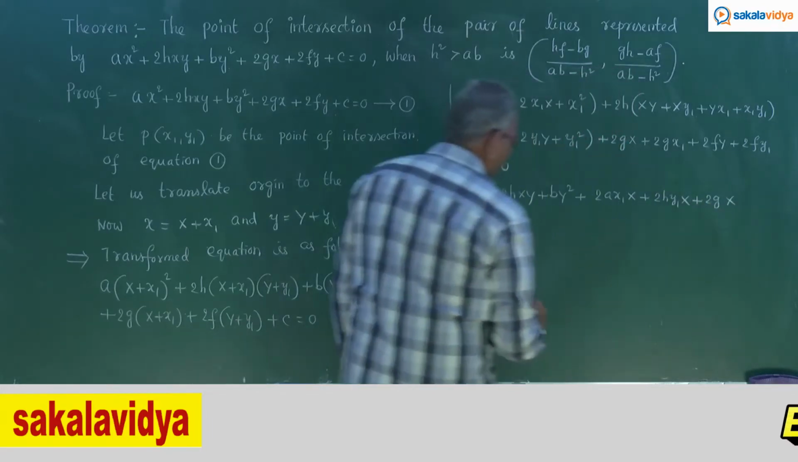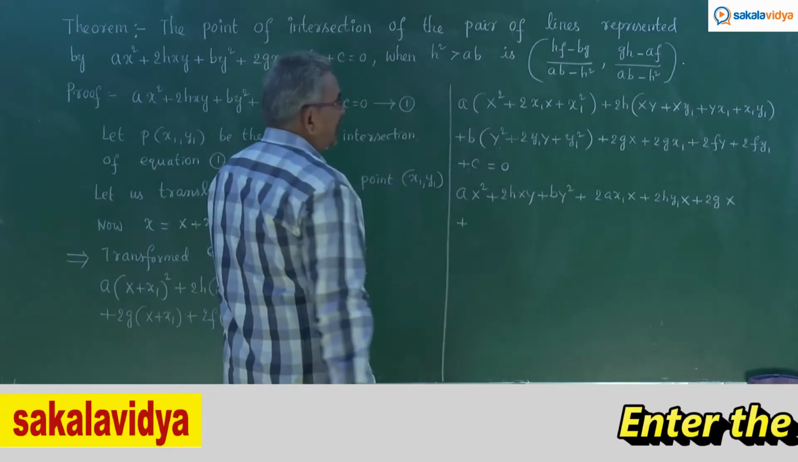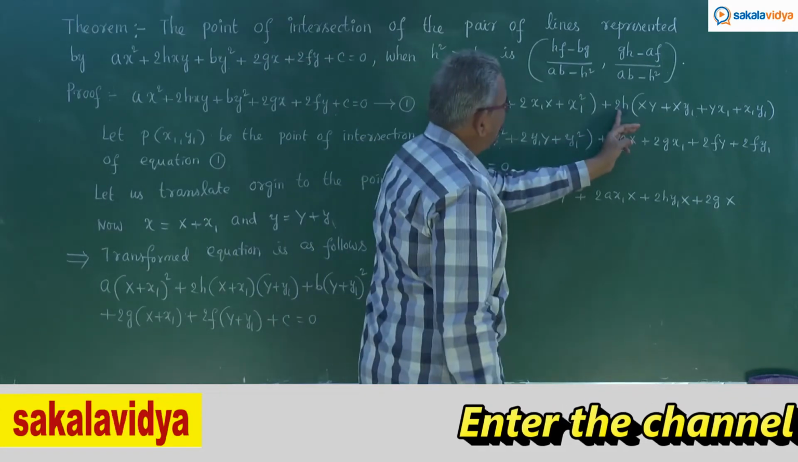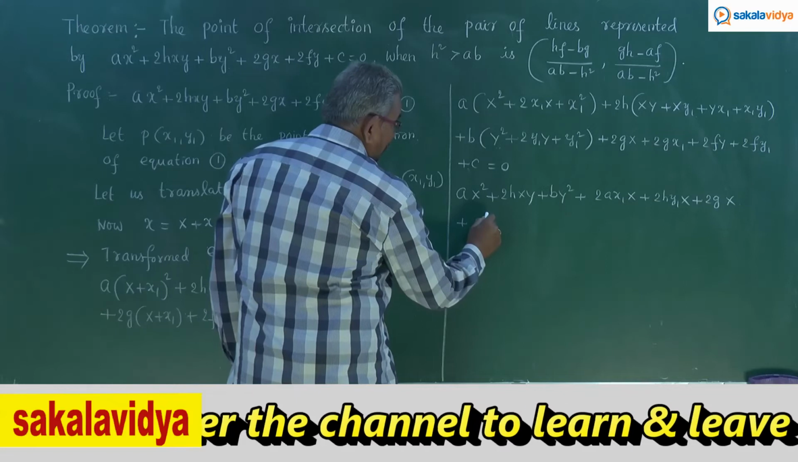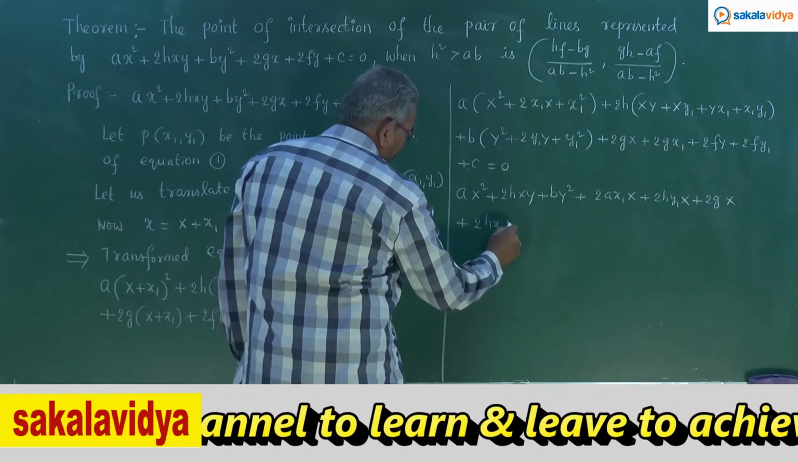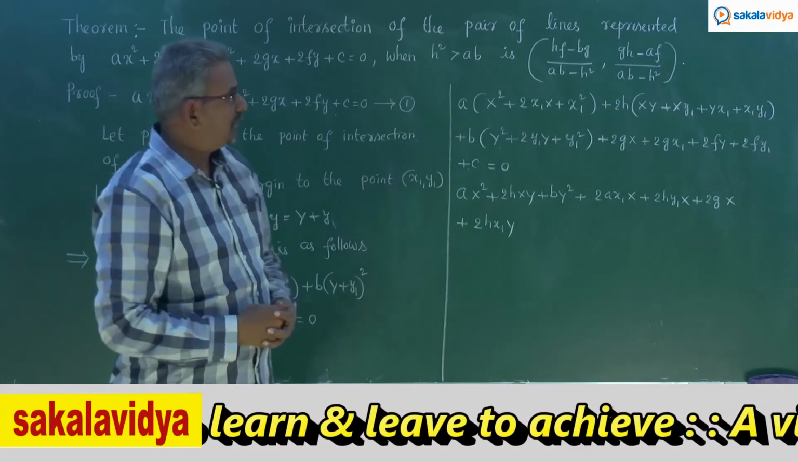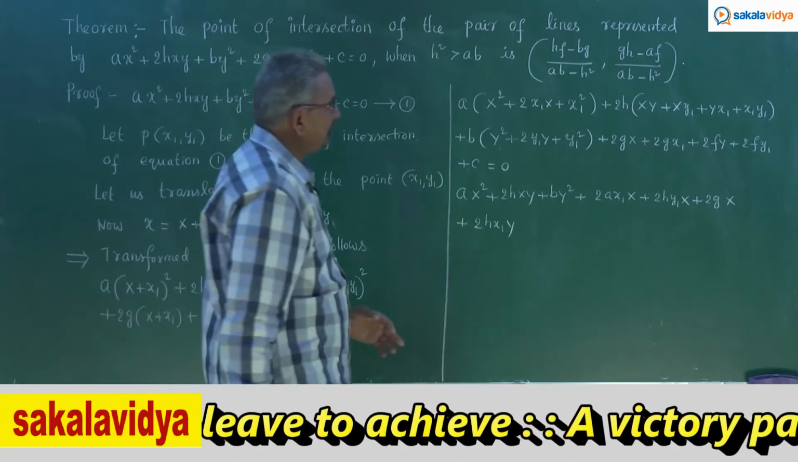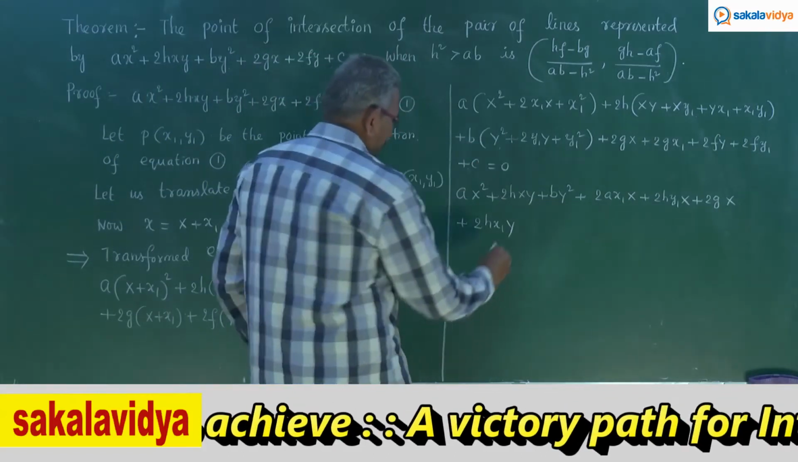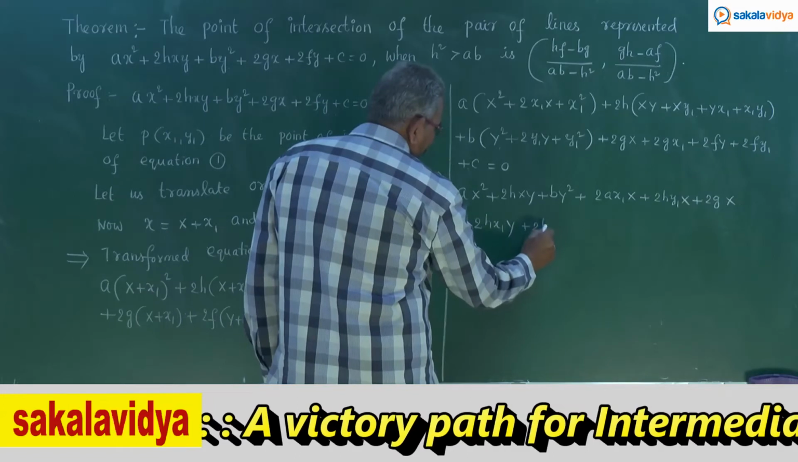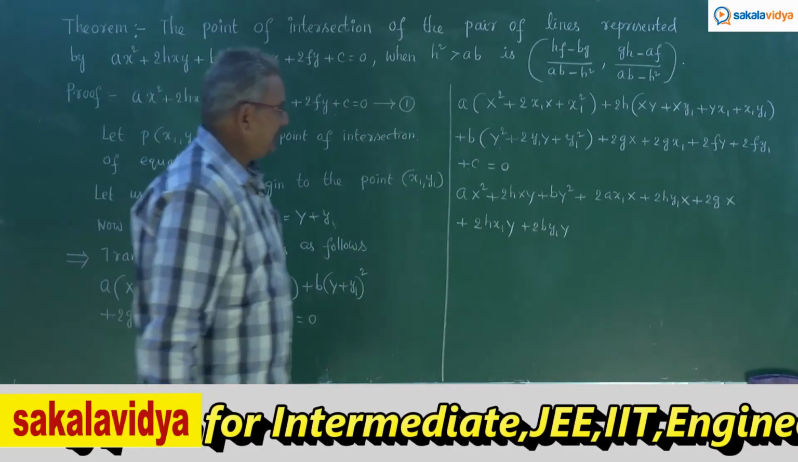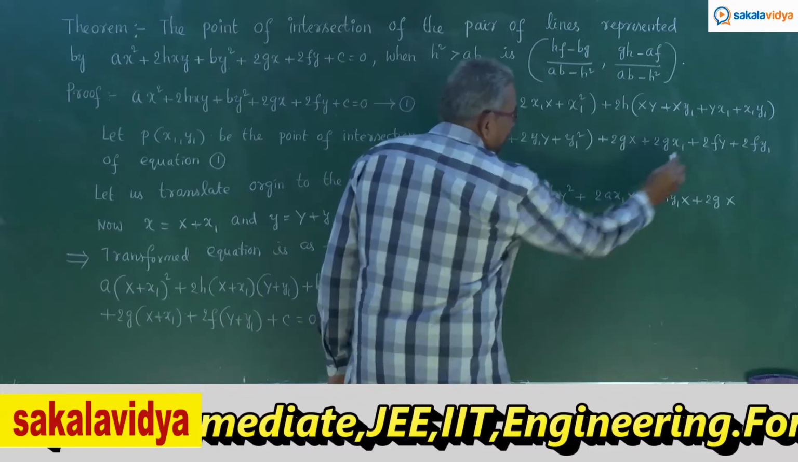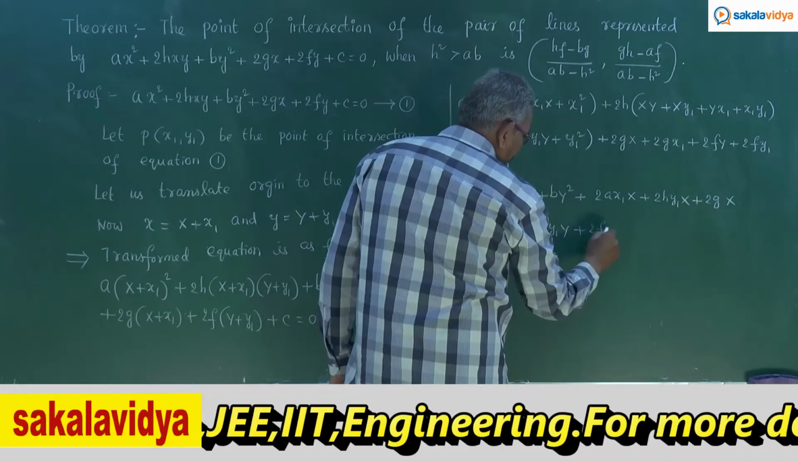In the similar manner, we can write now 2h y1 capital Y, 2h x1 capital Y. Okay. Next we have here 2b y1 capital Y plus this 2f capital Y.